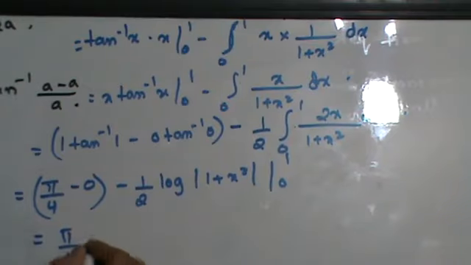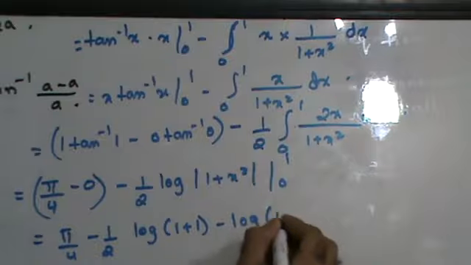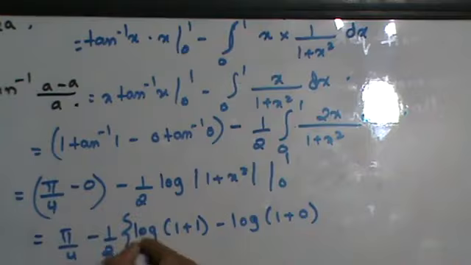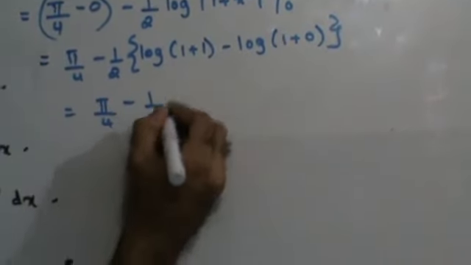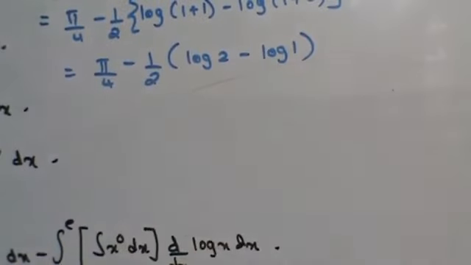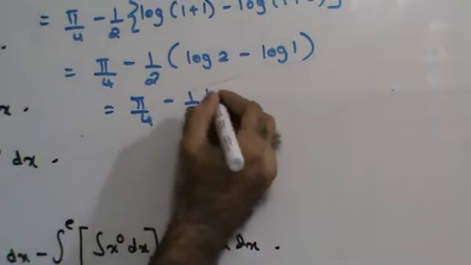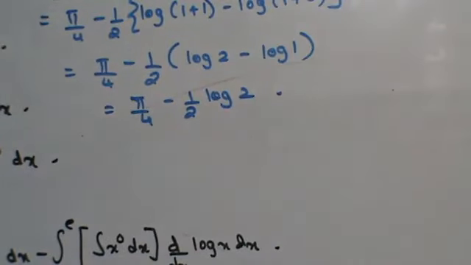This is pi by 4 minus 1 by 2. Upper limit minus lower limit. Log of 1 plus 1 minus log of 1 plus 0. This is pi by 4 minus 1 by 2. This is log 2 minus log 1. But we know that the value of log 1 is 0. So the answer is going to be pi by 4 minus 1 by 2 log 2. Right? Next, let's see the next one, guys.